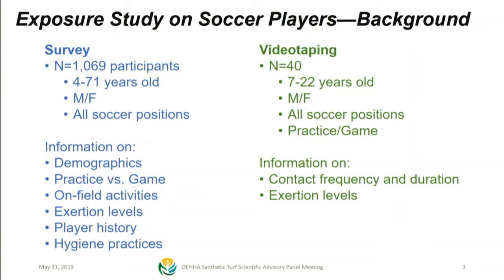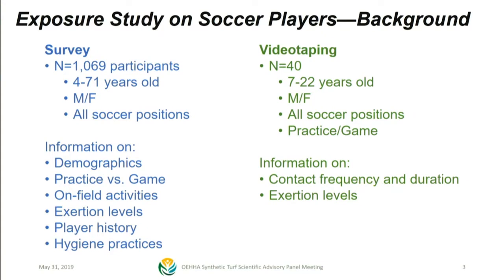So this slide just provides a quick summary of what was collected. We had 1,069 participants complete our online survey and in-person questionnaire. We had nearly equal numbers of males and females, ages 4 to 71 years old, and from multiple ethnicities. We received responses from athletes who play in each of the four main soccer positions, which are forward, defender, midfielder, and goalkeeper. The questions captured information on how often they play or practice, and on-field activities such as how often they dive, slide, or fall. Also information on their warm-up activities and exertion levels during activity, which is how much time they spend resting versus running around on the field.